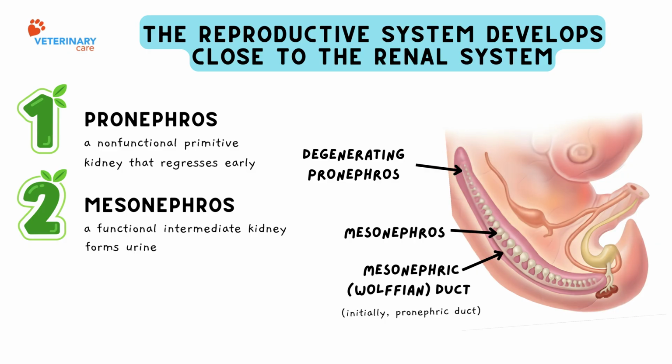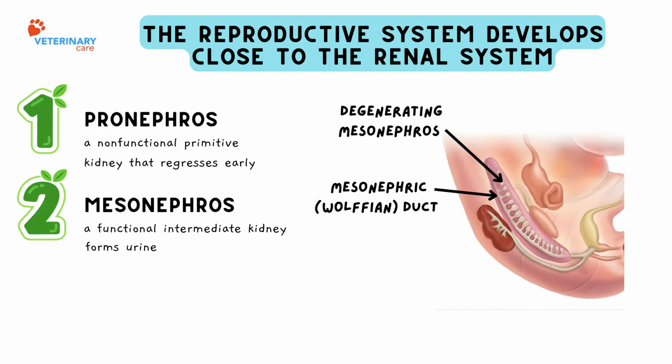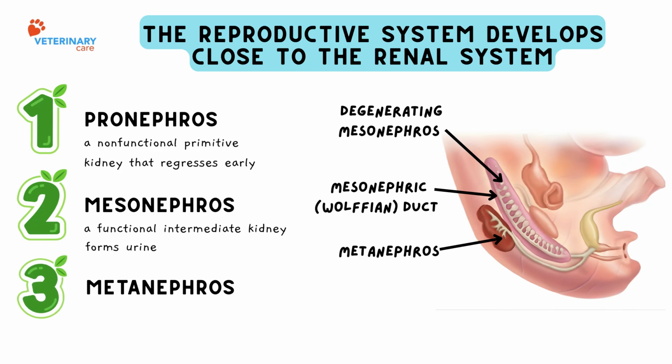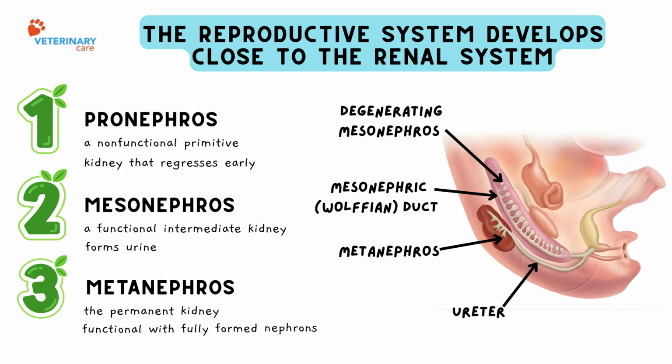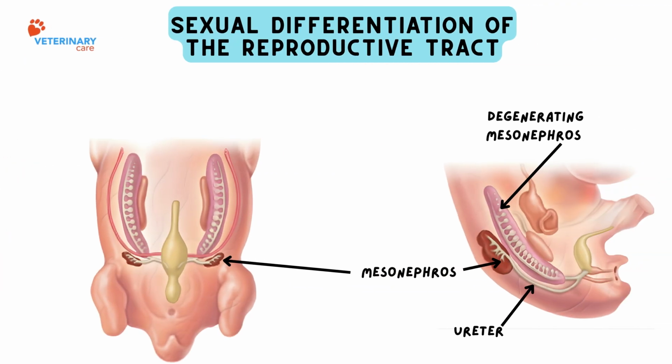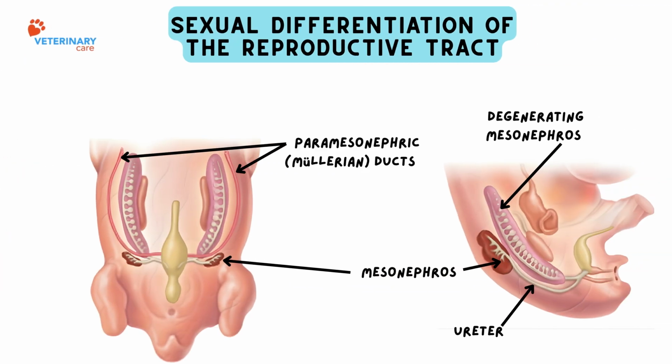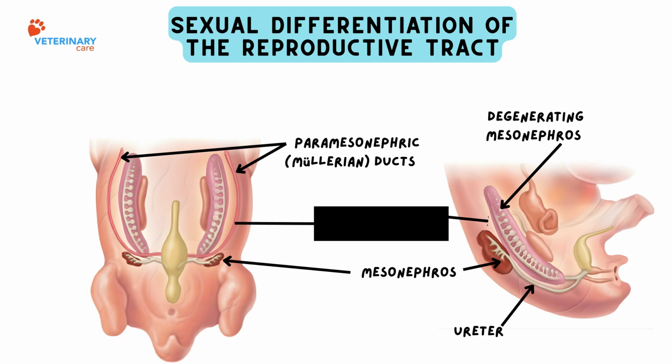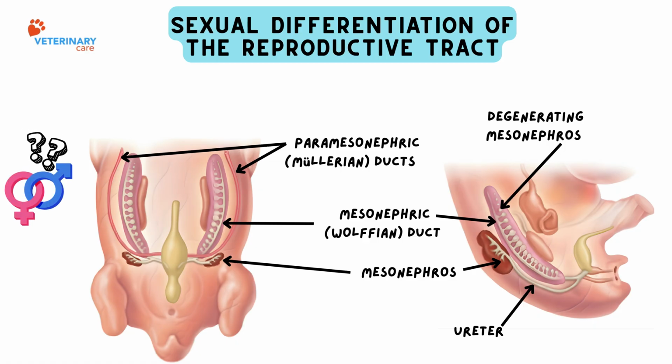By the first 30% to 35% of gestation, the metanephros, the permanent kidney, becomes functional with fully formed nephrons. At the same time, a new pair of ducts called paramesonephric, Müllerian, ducts develop beside the mesonephric ducts. These form on either side of the mesonephric duct. Both ducts are present at this stage, but the embryo is still sexually indifferent.